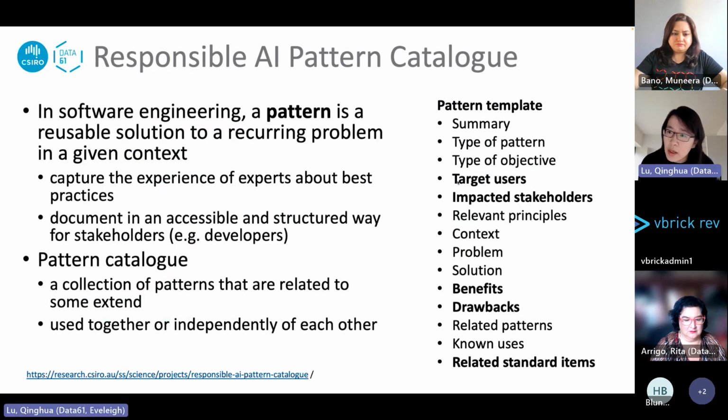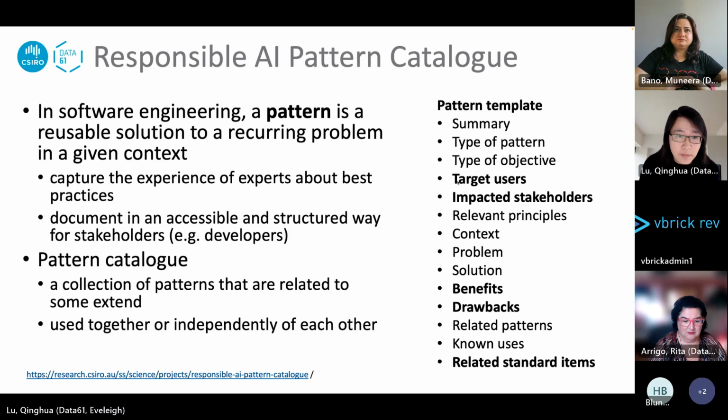Here on the right side, we have defined a template to describe the pattern details. In addition to the traditional software engineering pattern template, we also added target users of the pattern, impacted stakeholders, and the benefits and drawbacks of the pattern. And we are adding a new field called related standard items. By adopting our patterns, practitioners can make sure their AI products are compliant with the related standard.